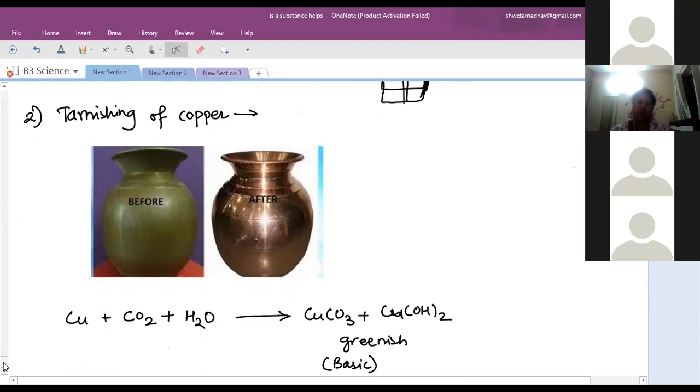So write down: green coating over copper containers. That is called tarnishing.